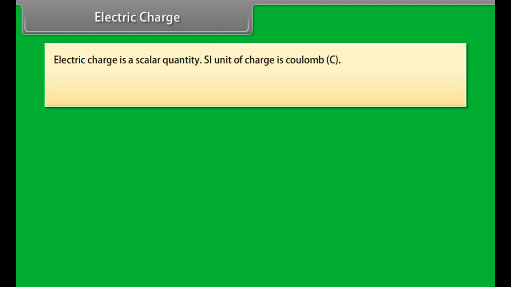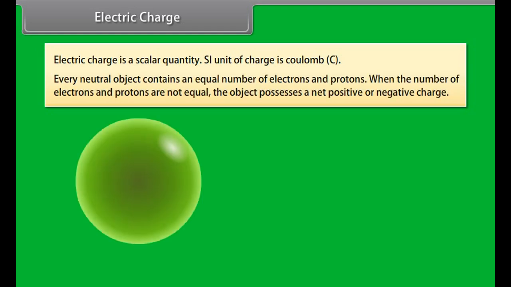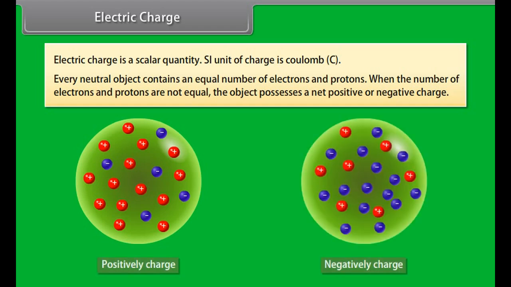SI unit of charge is Coulomb. Every neutral object contains an equal number of electrons and protons. When the number of electrons and protons are not equal, the object possesses a net positive or negative charge.